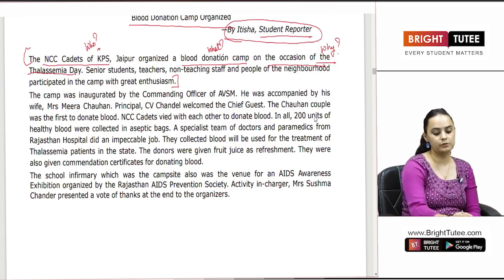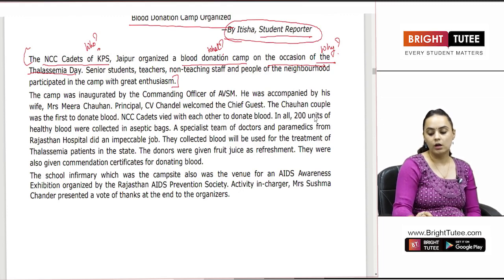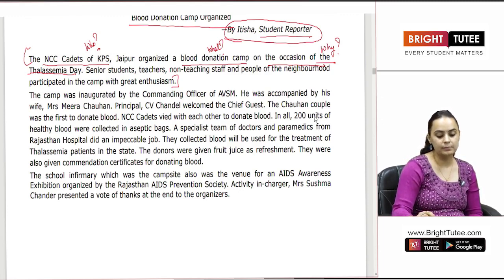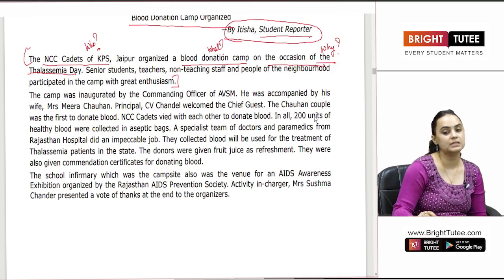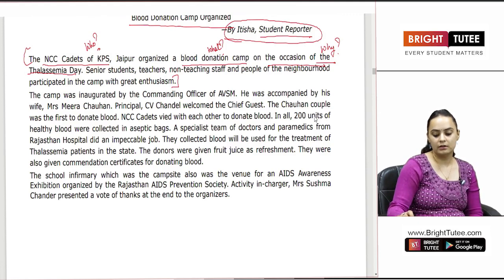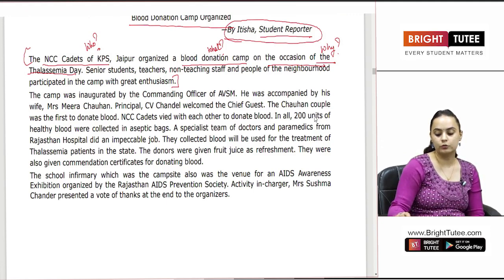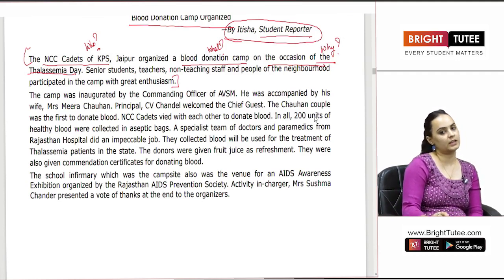The Chauhan couple was the first to donate blood. NCC cadets vied with each other to donate blood. In all, 200 units of healthy blood were collected in aseptic bags. A specialist team of doctors and paramedics from Rajasthan Hospital did an impeccable job. The collected blood will be used for the treatment of thalassemia patients in the state. The donors were given fruit juice as refreshment. They were also given commendation certificates for donating blood.